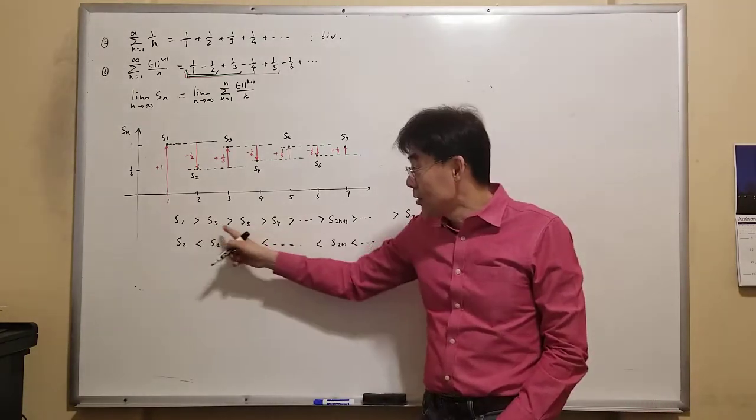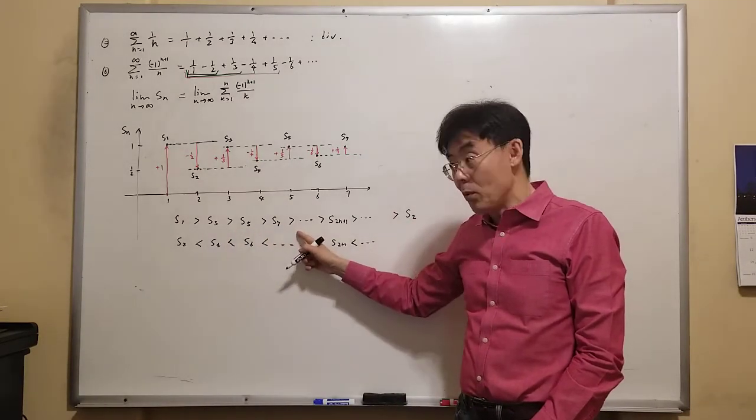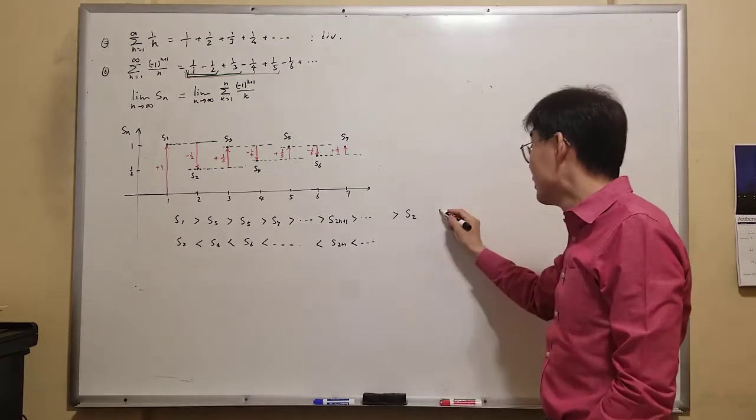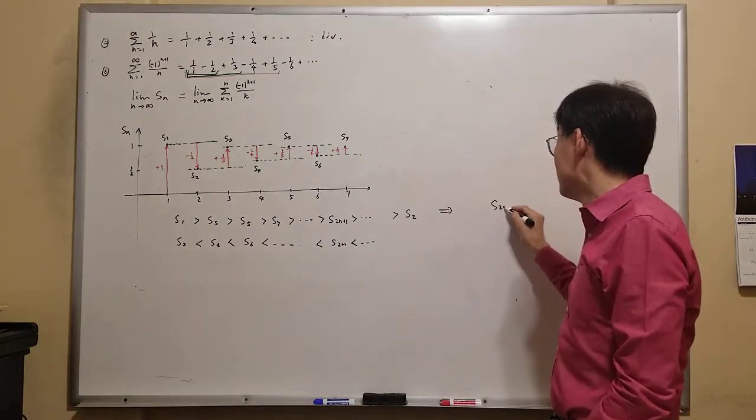So your odd terms form a decreasing sequence, yet bounded below. That means this is convergent.